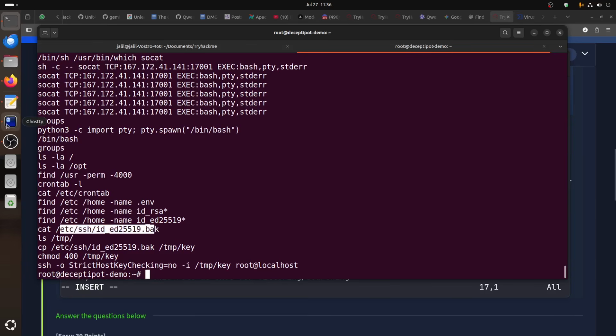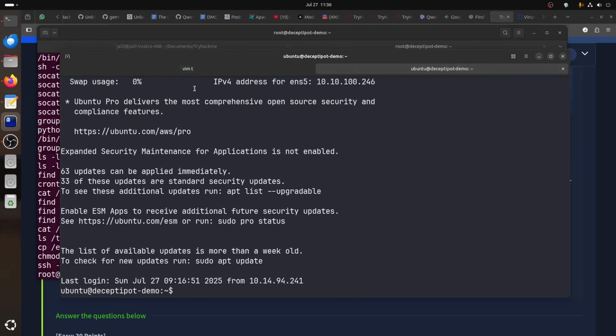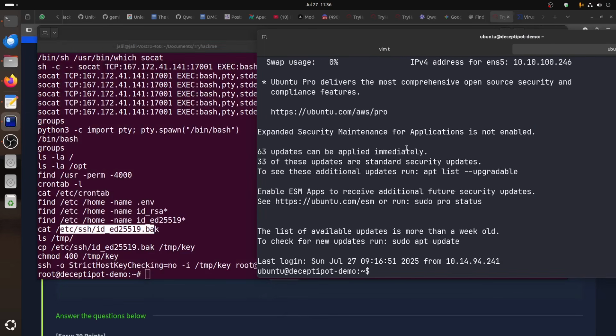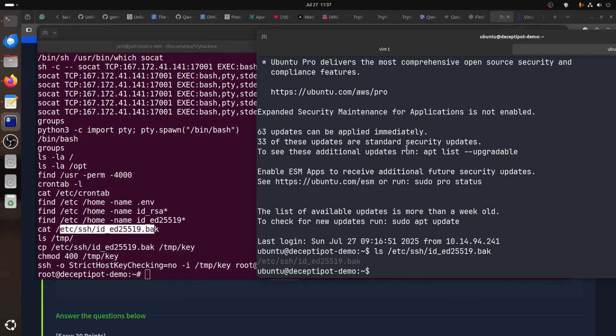Okay, let's go back. Also, follow the attack. I'm also logging in this session. Yes, there is an etc SSH file. It's that backup file that is hidden, so it exists. That's what the attacker found. He found this one. So let's do what the attacker did. Let's do the same things.